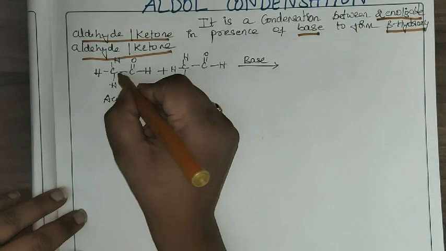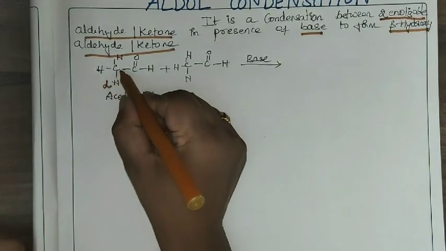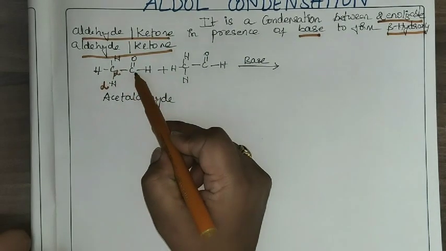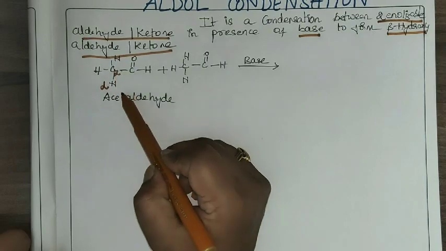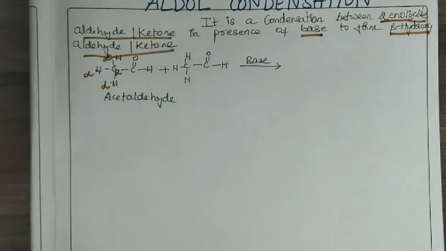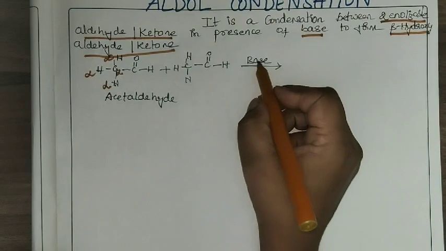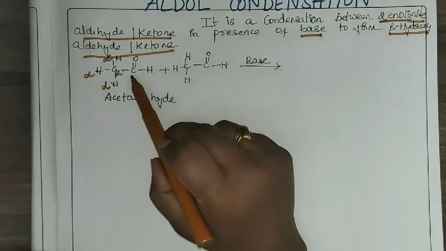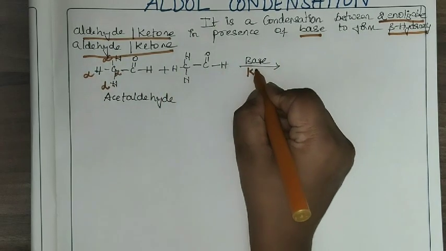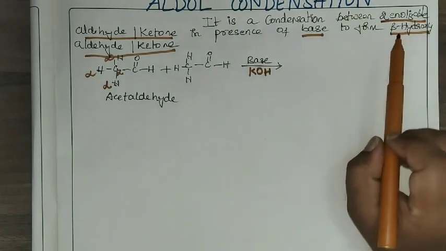It is an aldehyde which contains alpha hydrogen. Alpha hydrogen is a hydrogen which is attached to the alpha carbon. The carbon next to the functional group is the alpha carbon, and in acetaldehyde we have 3 alpha hydrogens. This is an enolizable aldehyde which undergoes condensation in presence of base. 2 moles of aldehyde undergo condensation in presence of base to form beta hydroxy aldehyde.